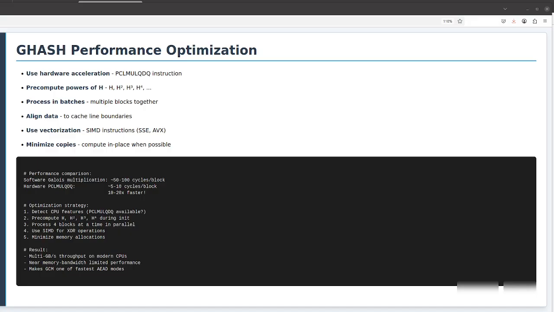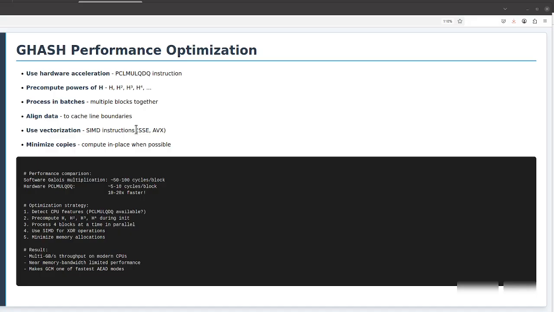Third, process data in larger batches. Instead of computing G-hash for one block at a time, accumulate several blocks and process them together using the parallel technique with precomputed powers. This reduces function call overhead and allows better utilization of CPU pipelines and vector instructions. Fourth, align your data to cache line boundaries. Modern CPUs perform better when data is aligned. If your blocks are aligned to 16-byte boundaries, the CPU can load them more efficiently. This is a small optimization, but it can add up in high-throughput scenarios.